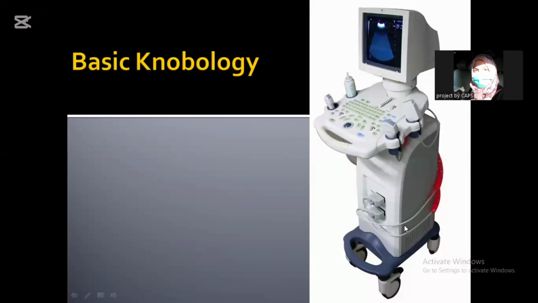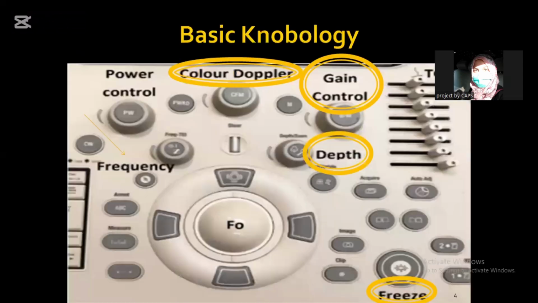Basic neurology. You will be seeing a lot of ultrasound machines, and there will be a lot of different brands of ultrasound machines, by using which you will be practicing a lot of regional blocks for different kinds of pain procedures. But usually all of them have the same kind of keyboard, or they have some common features in the keyboard.